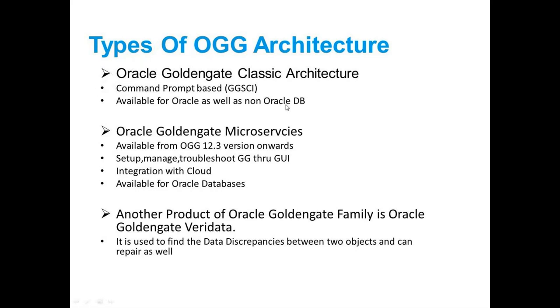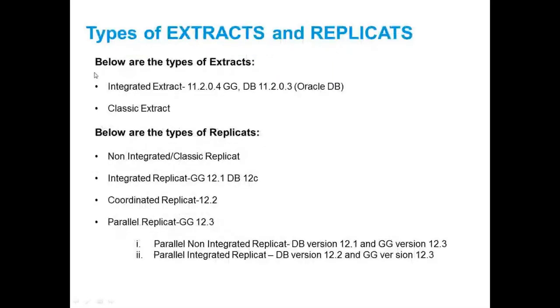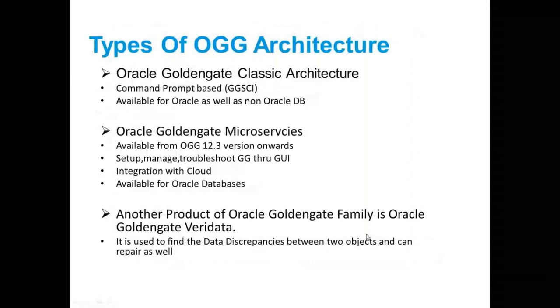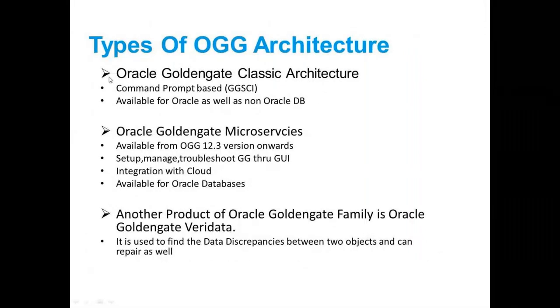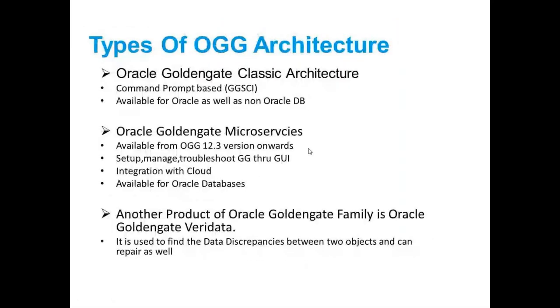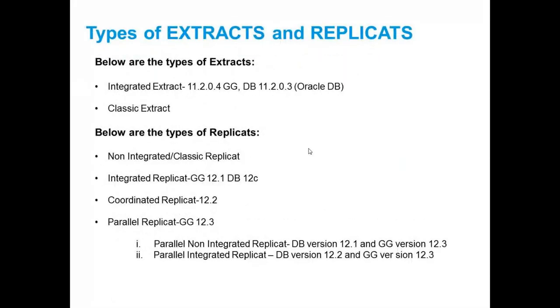Understand one thing. Under classic architecture, you have different types of extracts, which include integrated and classic, and different types of replicates: non-integrated replicate, integrated replicate, coordinated and parallel replicate. Similarly, under microservices, you have different types of extracts available, integrated extract and classic extract, and non-integrated replicate, integrated replicate, coordinated replicate, as well as parallel replicate. So you can choose or configure any type of configuration in your environment, provided that it is supported, of course, whenever you are choosing any type of architecture. There are two types of architecture, classic architecture and microservices architecture. Under classic architecture, there are different types of extracts and replicates. Similarly, under microservices, you have the same types of extracts and replicates available.